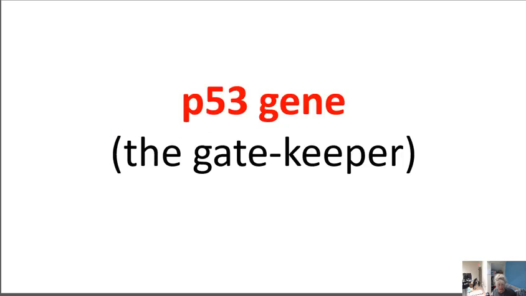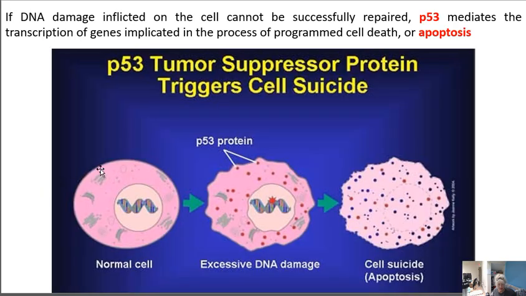So here's our gatekeeper, the P53. Very important guy. If damage is inflicted on a cell, and the cell cannot be successfully repaired, P53 mediates the transcription of genes implicated in the process of programmed cell death. Apoptosis, baby. You want your body to destroy those cells. A really good example of apoptosis is when the endometrium sheds for menstruation, when it's not implanted by an embryo. The body says, hey, we don't need this extra tissue. It sloughs off through apoptosis and the woman menstruates. So that's your normal cell suicide, apoptosis.